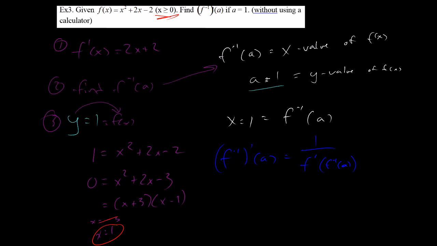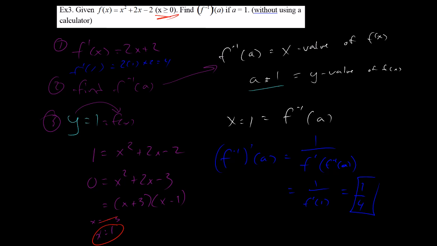So now we just need to plug things in. We have 1 over f prime of 1. And what's f prime of 1? Well, let's come back up here to our top. F prime of 1 is equal to 2 times 1 plus 2, which is equal to 4. So this is equal to 1 over 4, and there we have it. The derivative of the inverse evaluated at a is 1/4.